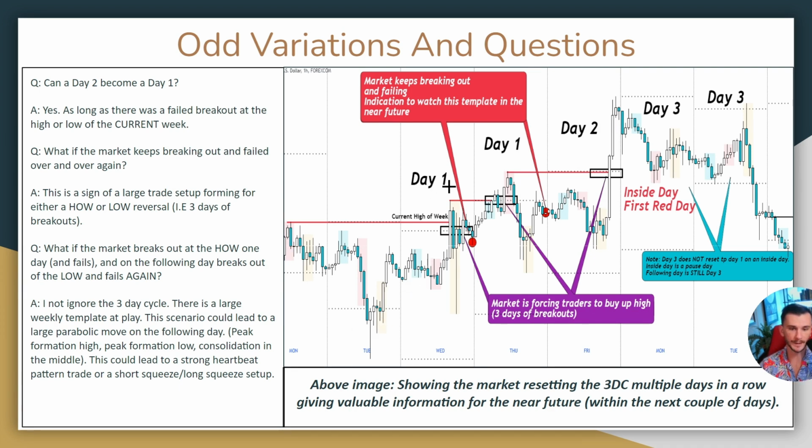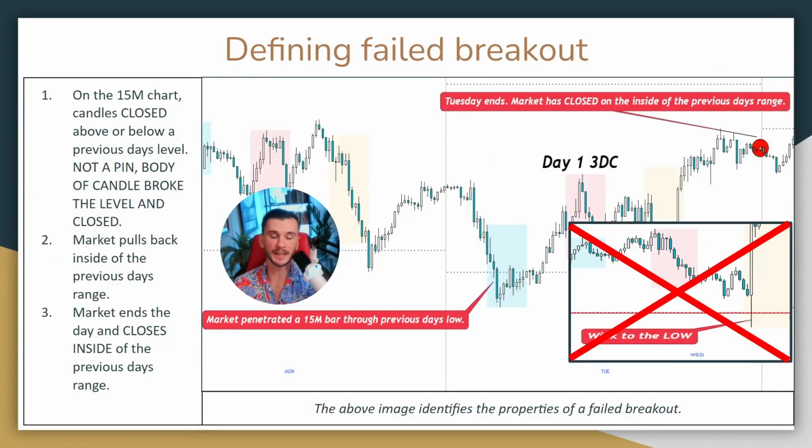However, on Wednesday, we get the same behavior over again. So we have day 1 on Tuesday, and then we have Wednesday performing the same behavior, but now we're doing it at the high of the week. So day 1, day 2, except now we have a failed breakout on both sides. So we have day 1 and then day 1 and then day 1. This is giving us very important information about what kind of trade setup to look for. And again, future videos.